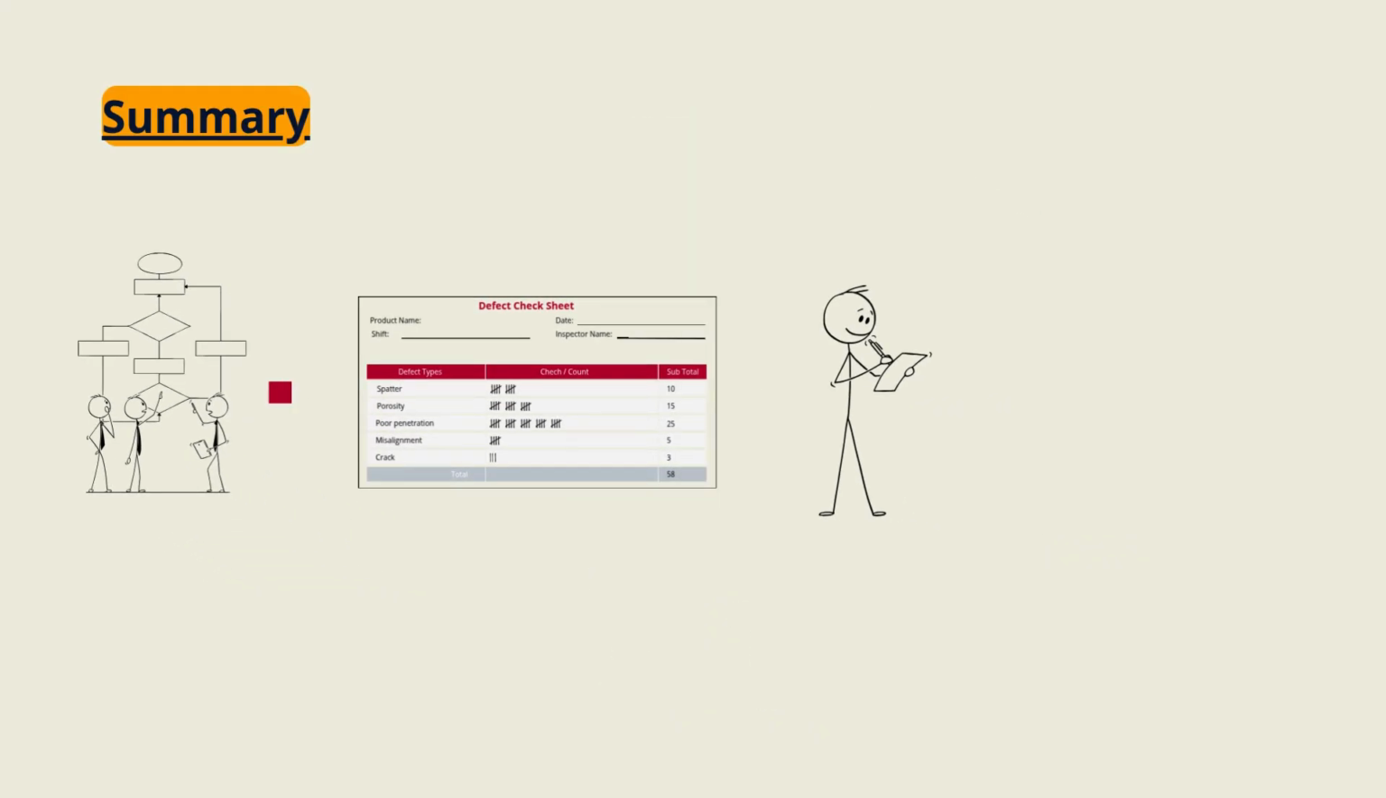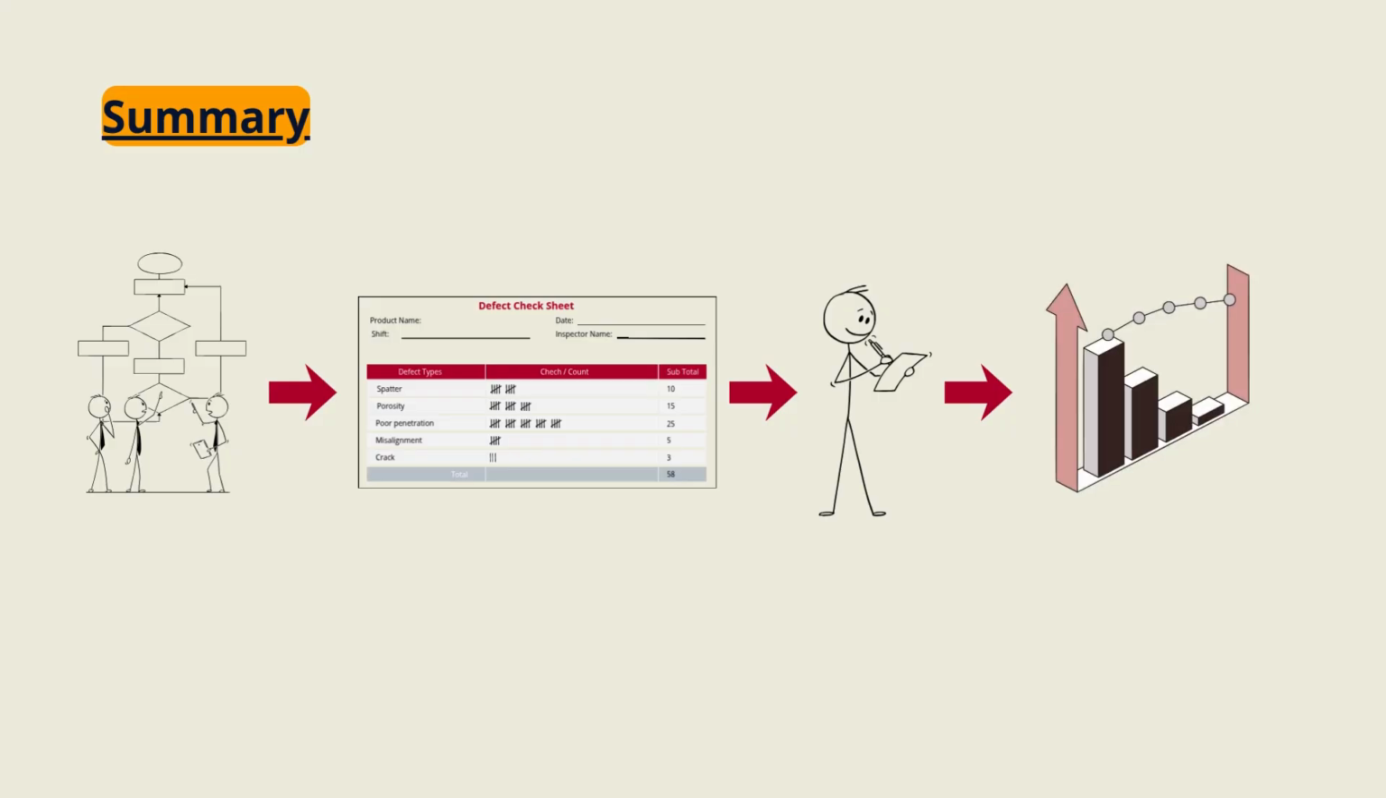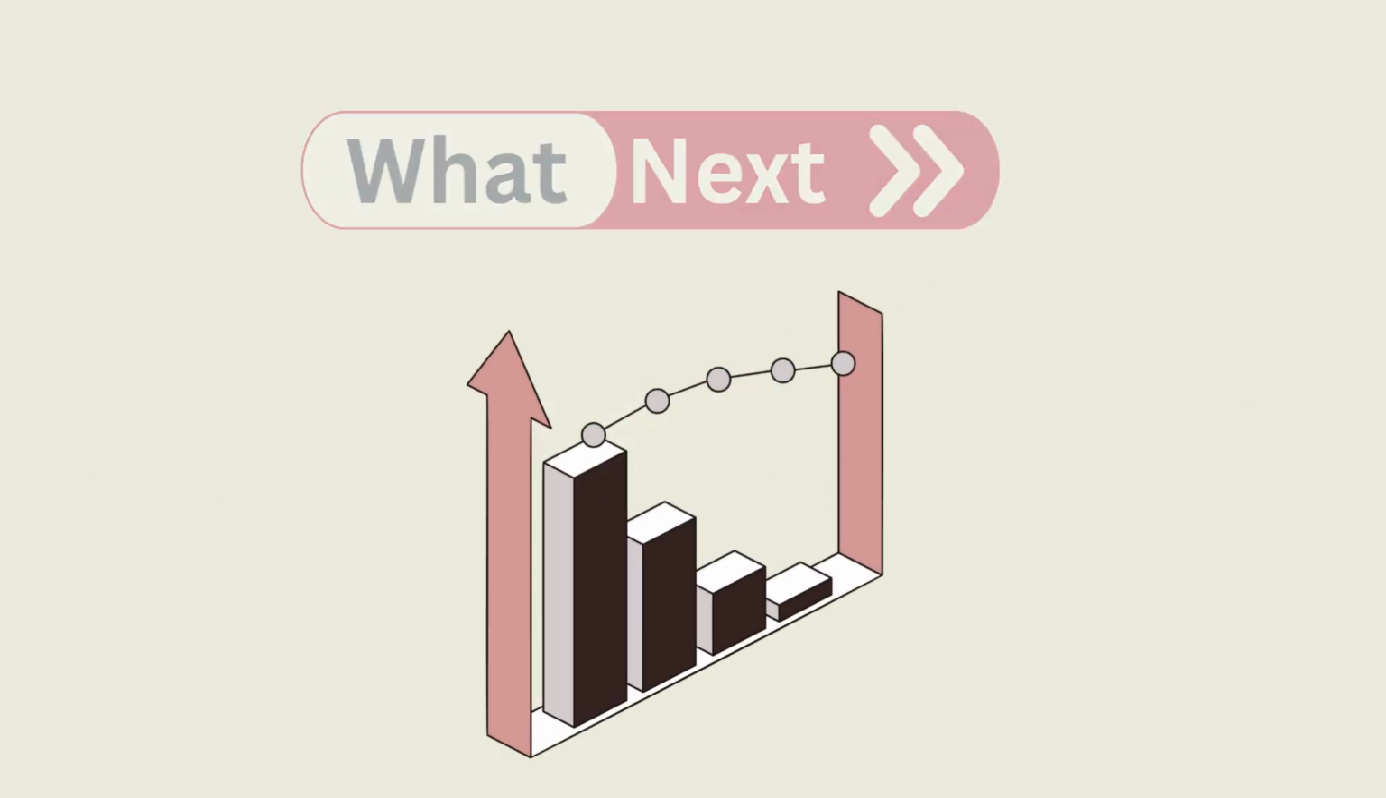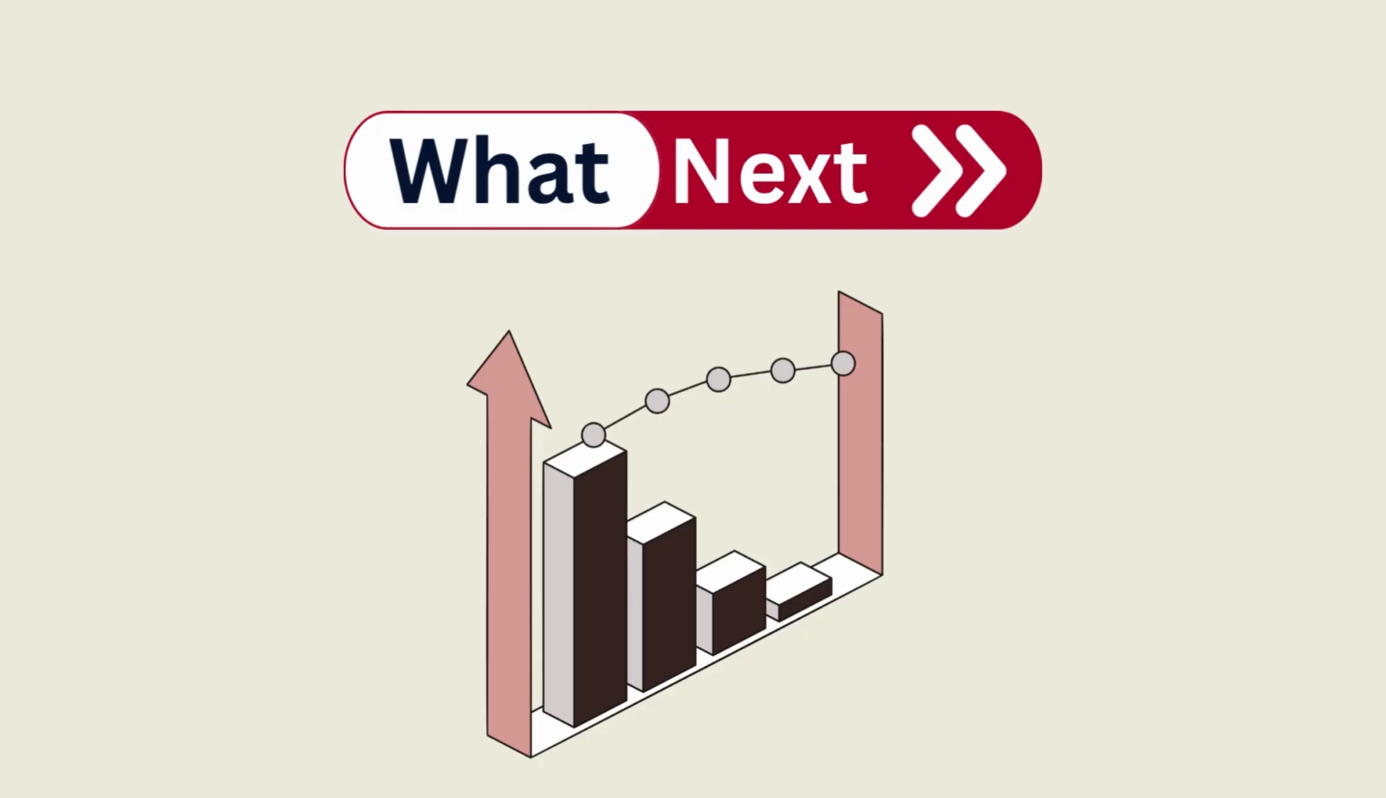Now that you have collected accurate data with a check sheet, the next step is to analyze it visually. That's where the Pareto chart comes in. It helps you see which issues are most critical so you can focus your energy where it matters most. In the next lesson, we'll learn how to turn this check sheet data into insights using the Pareto principle.